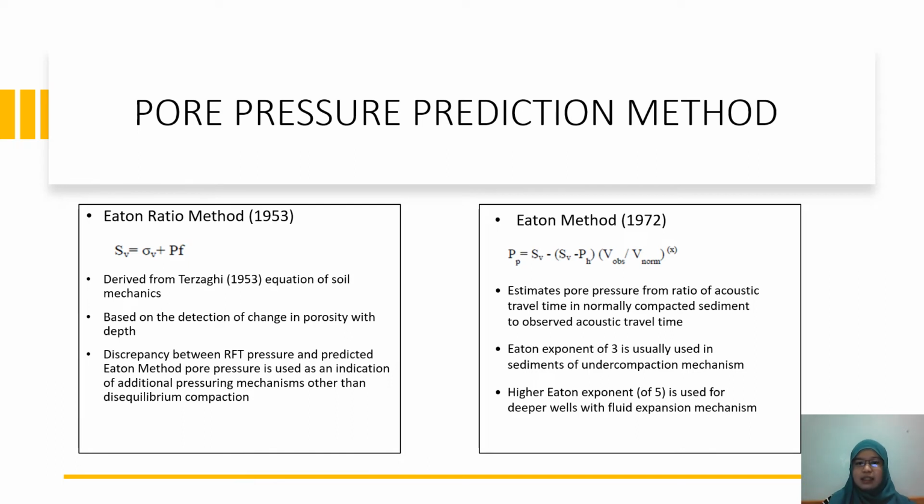So, the Eaton method estimates the pore pressure from the ratio of the acoustic travel time in the normally compacted sediment to the observed acoustic travel time. And according to Ahmed Sati in his study of a field in the southwestern Malay Basin, the Eaton exponent of 3 is usually used in sediments of under-compaction mechanism, while the higher Eaton exponent of 5 is used for deeper wells with the fluid expansion mechanism.